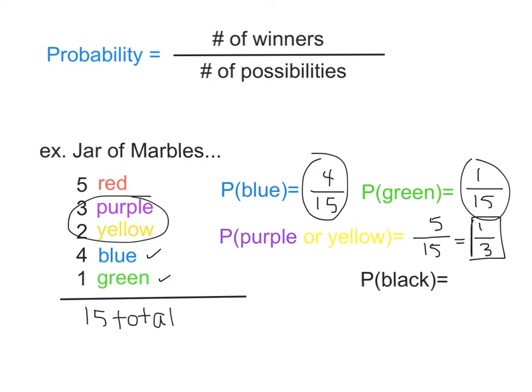Last part of this example: what's the probability of choosing a black marble? When I look at my list, I have red, purple, yellow, blue, green. I don't have any black marbles. So the probability of picking a black marble is 0 out of 15. Because we're good mathematicians, we would never leave our answer like that. What is 0 out of 15? That's just the probability of 0. There is 0 chance of choosing that black marble.